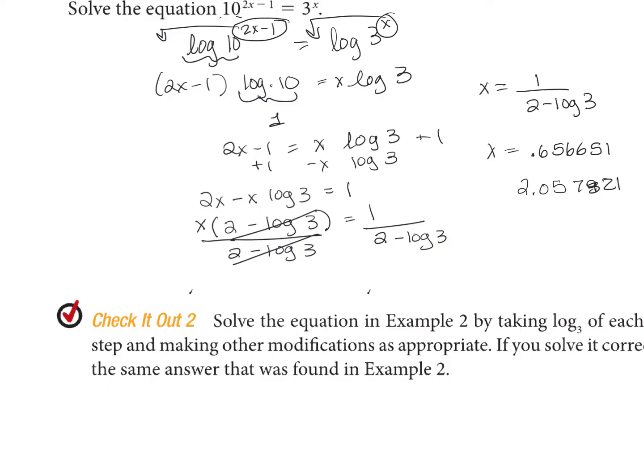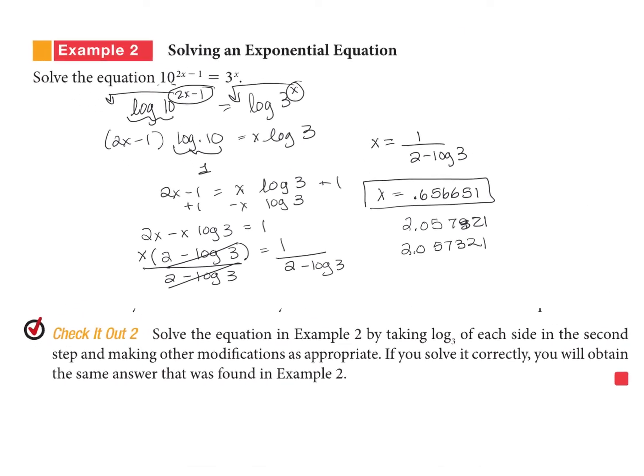Then I'm going to take, on the other side, 3 raised to the power of that number. I'm going to go up and just grab that number on my calculator, which allows me to do that. And I get the exact same answer. So I can check and make sure that my answers are correct by plugging my answer into my original equation.